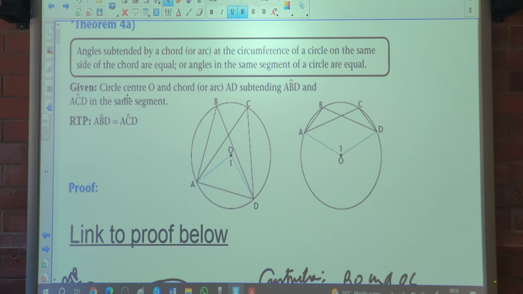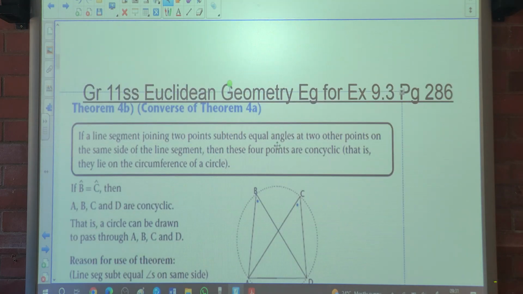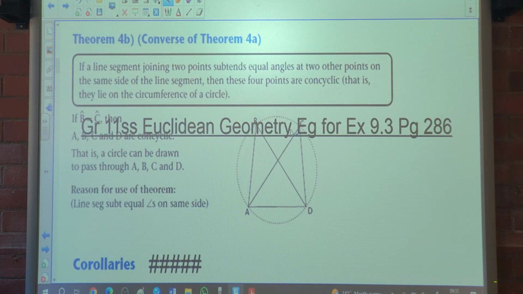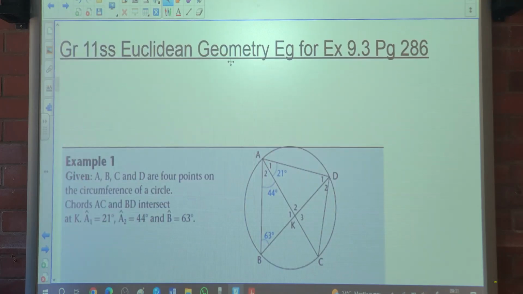We went on and proved, given the circle with center O and chord or arc AD subtending angles ABD and ACB, that angle B is equal to angle C, or in this case we use angle A and angle D. It's basically the same thing. And the converse is also true. We spoke about that as well.